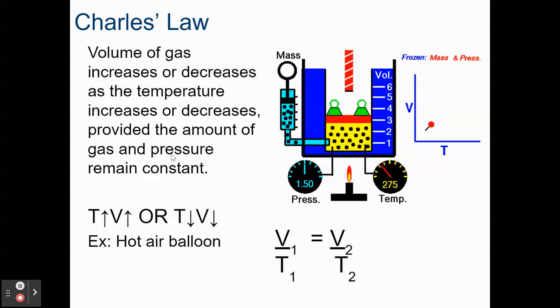You can see our little animation. You can see our little graph. Temperature up, volume up; temperature down, volume down. And our equation is V1 divided by T1 equals V2 divided by T2. Let's jump in.